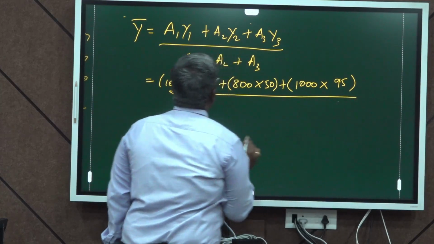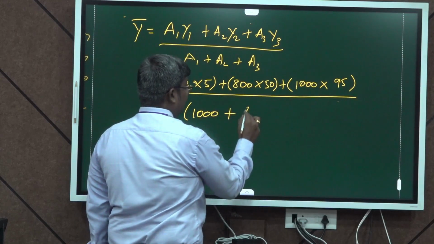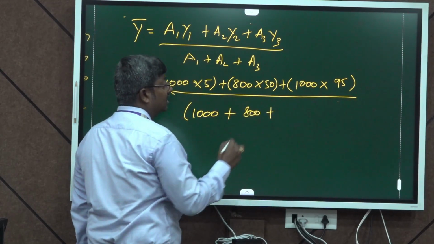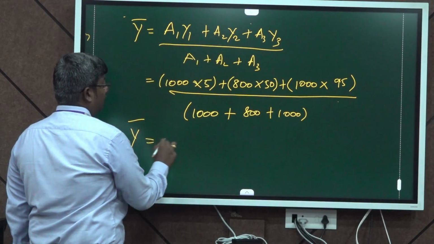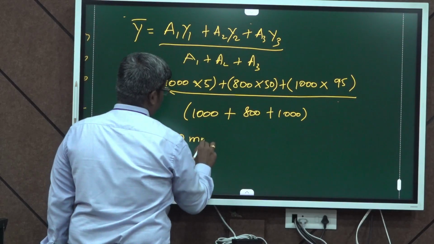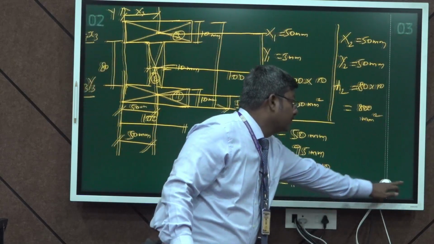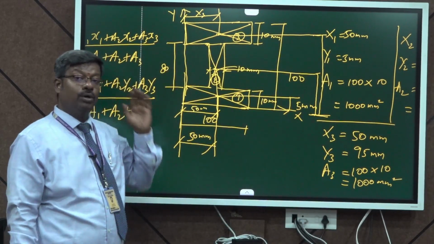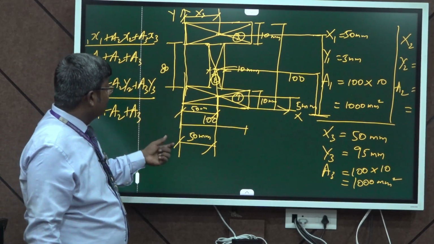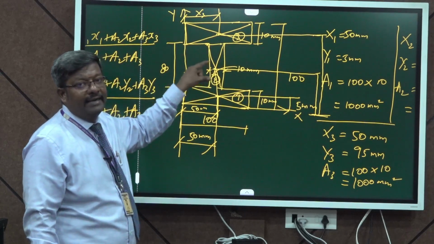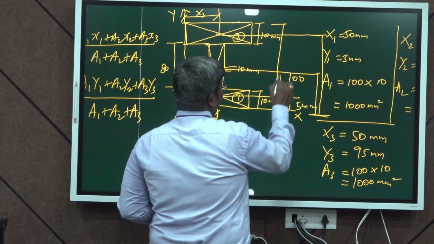and whole divided by A1 plus A2 plus A3, that is the area of the first portion 1000 millimeter square plus the area of the second portion 800 mm square plus the area of the third portion 1000 millimeter square. By solving this, we will get the center of gravity value as 50 mm, because this I section is symmetrical about both the x and y axis. So, the center of gravity for this I section lies exactly at the center point of the I section. That is why this 50 mm is x bar and this 50 mm is the y bar.